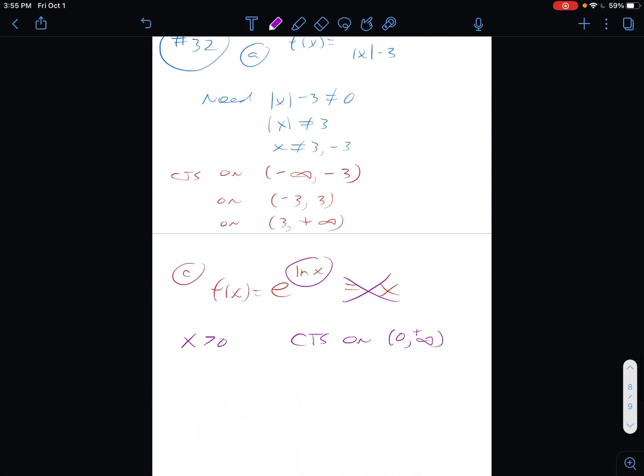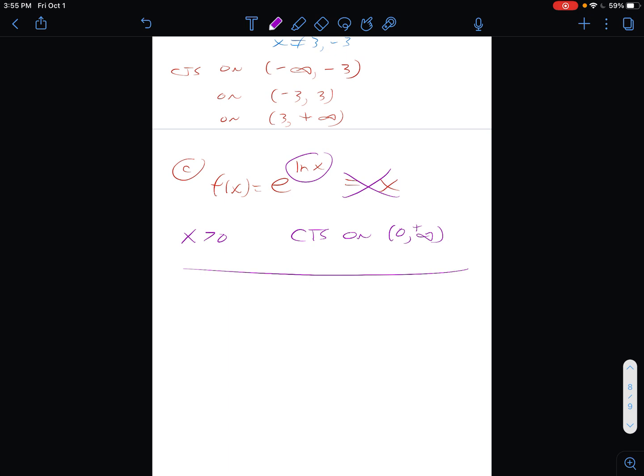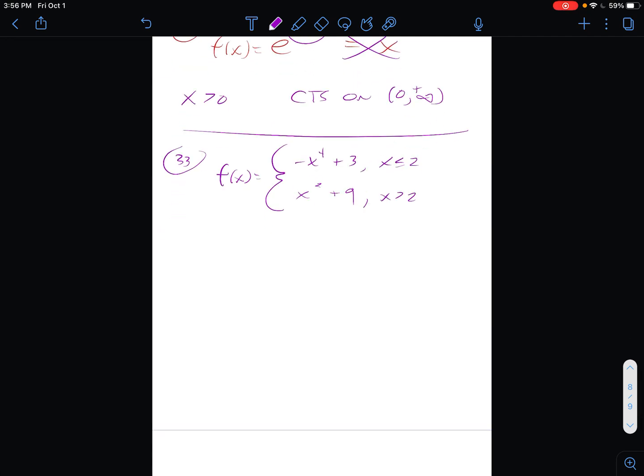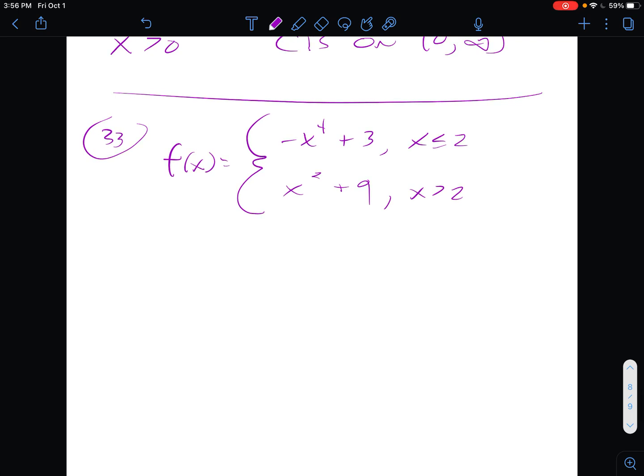Okay, 33. For 33, we are given that f of x is negative x to the 4th plus 3 for x less than or equal to 2, and x squared plus 9 for x greater than 2. And we want to know, is it continuous everywhere? I'm actually going to explain this. It says justify your conclusion. That's an expression on the AP a lot, justify your answer. We want to use sentences.